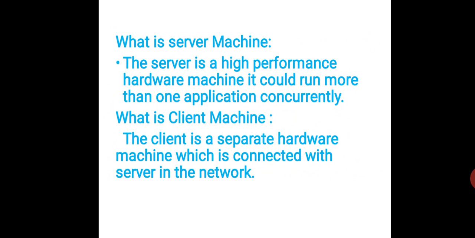Then what is a client machine? A client is a separate hardware machine which is connected with the server. Client means, for example, the principal ma'am's system or principal sir's room system. If they send any request to the server, saying what data we want, we can take that data from the server. So we send the request from the client machine. A client is a separate hardware machine which is connected with the server in the network.